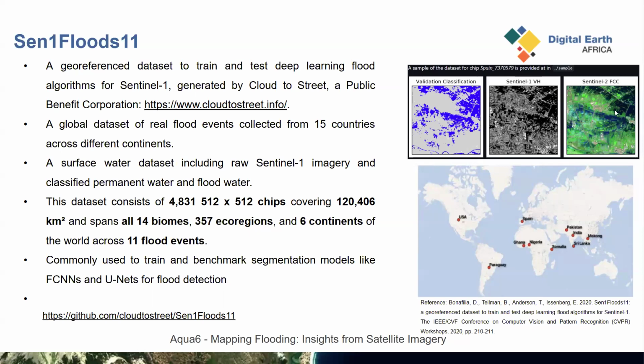If you wanted to use the Sentinel-2 as a component of the model, you could actually do that. But for this particular endeavor, we're using just the Sentinel-1, so the VV and the VH, but we also have flood masks that are hand-labeled for those particular flood events. So that's what I'm referring to.